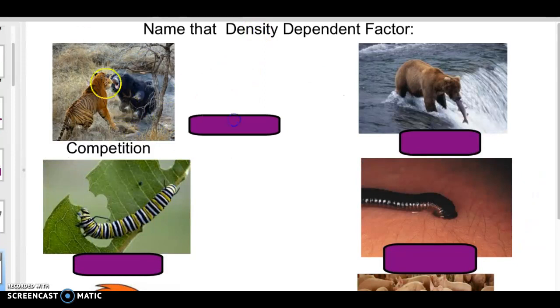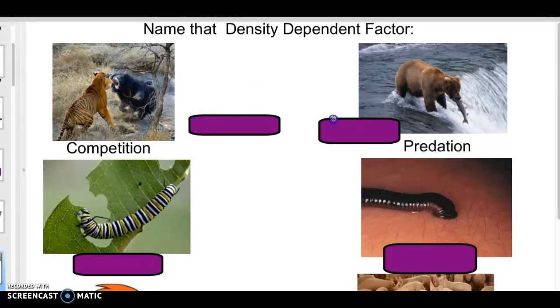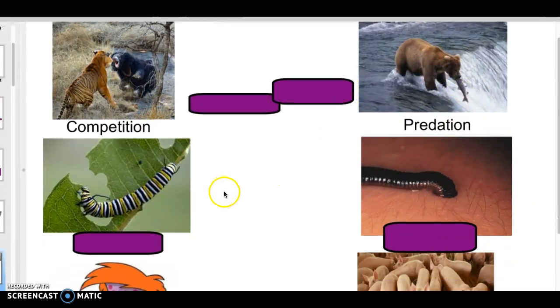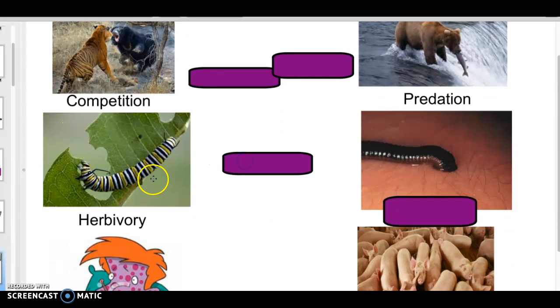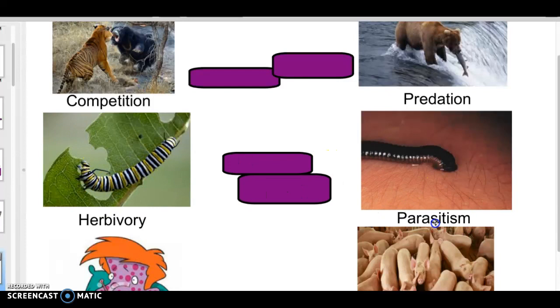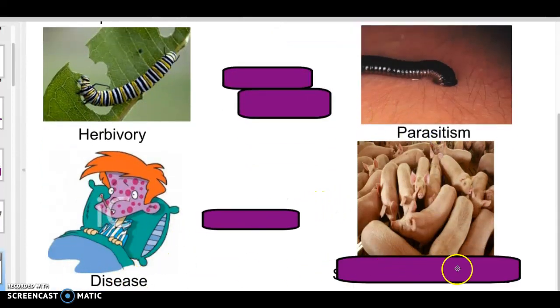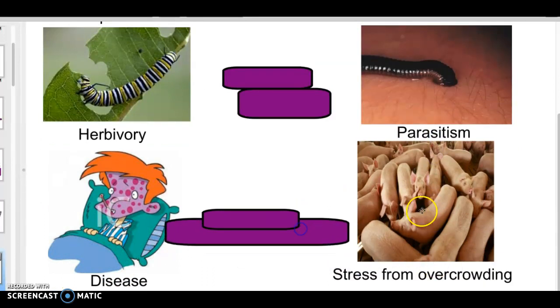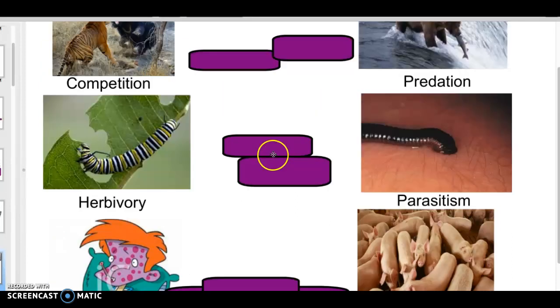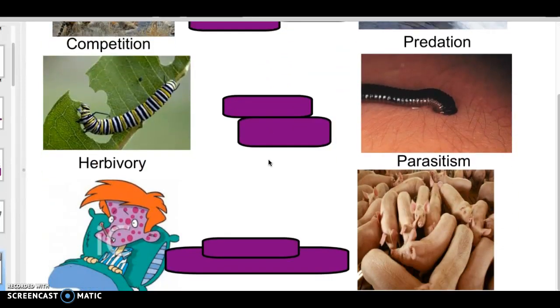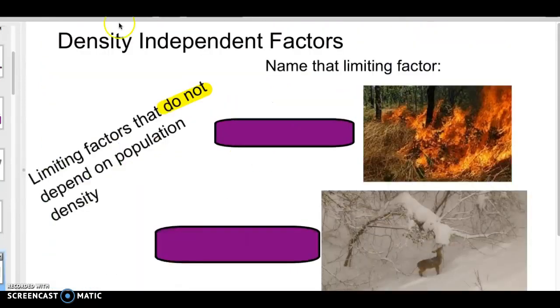Competition will increase when you're super dense. Predation will increase when you're super dense. Herbivory can be affected by the plants when you're super dense. Parasitism can spread quickly when you're super dense. Disease can spread really quickly in a population when you're super dense. And stress from overcrowding, for being so dense and having no space to live. These 6 are examples of density dependent limiting factors.